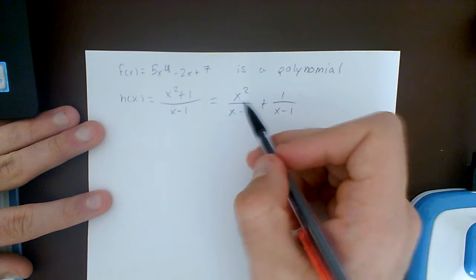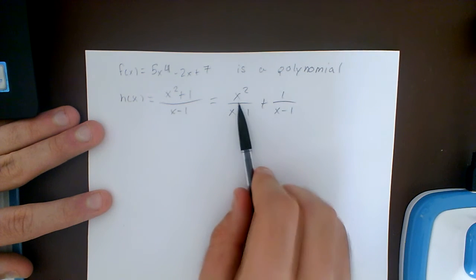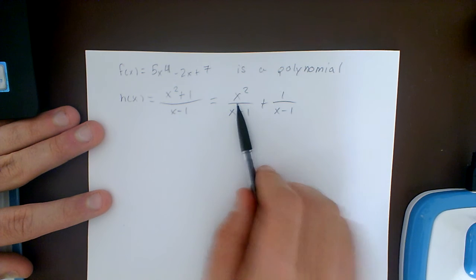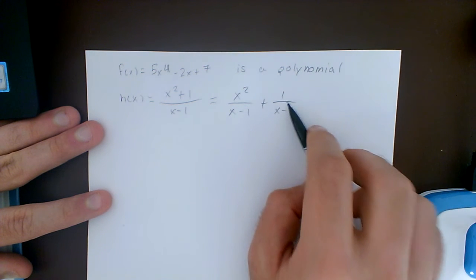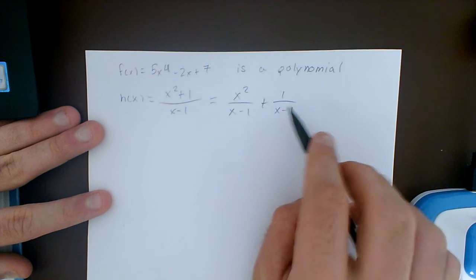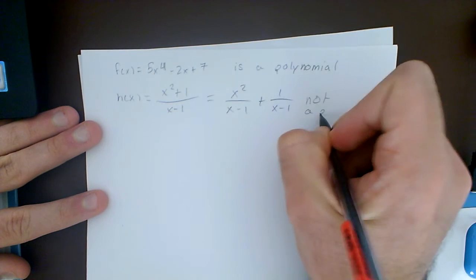And these are fractions, and this one especially might break down into a polynomial itself, but it actually doesn't. You can't divide x squared by x minus 1. And this one has like an x to the negative 1 power in it, so this is not a polynomial. This is a rational expression, not a polynomial.